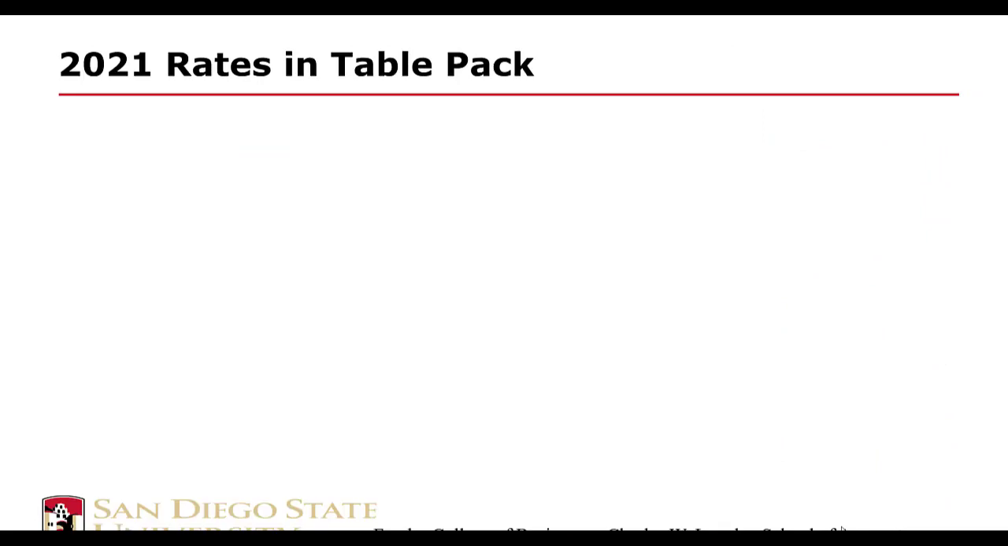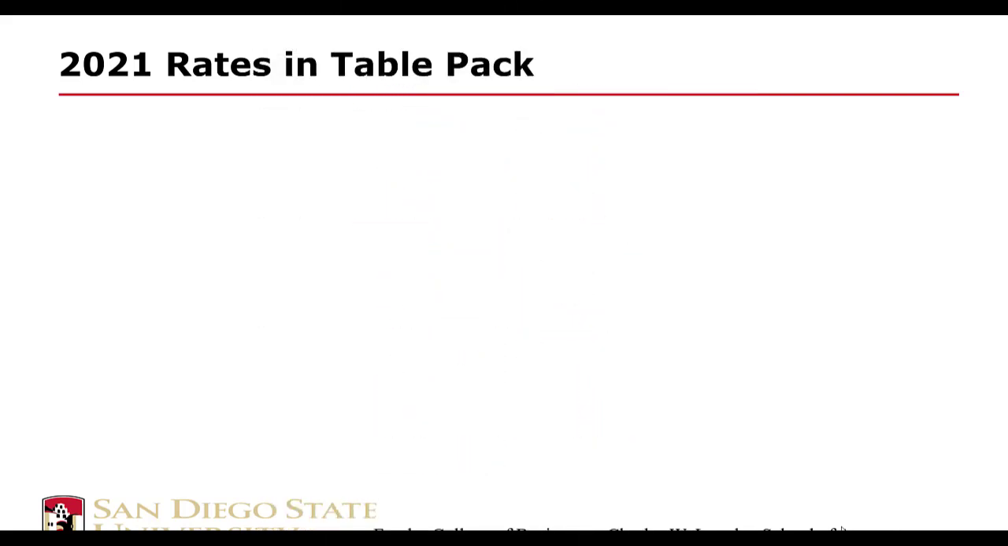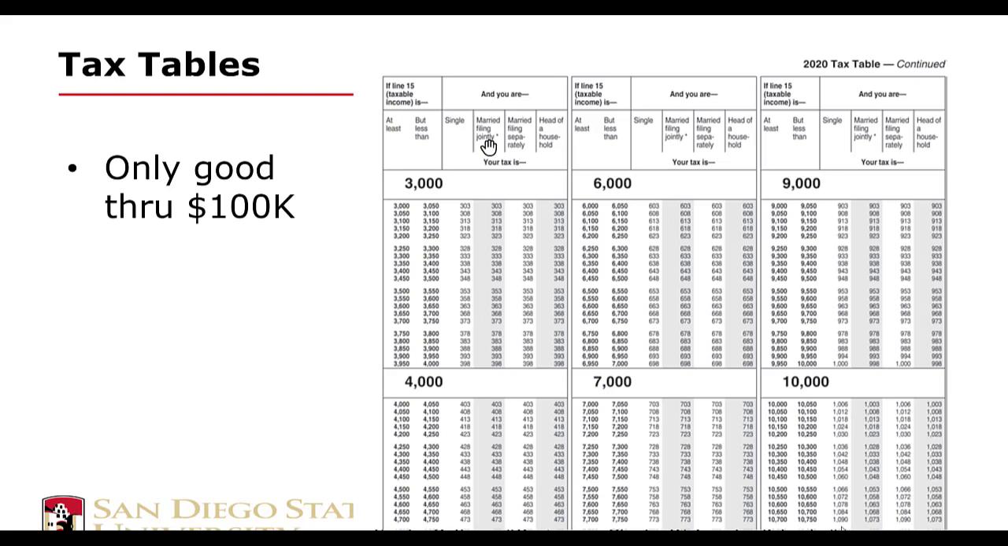The 2021 rates are in your table pack, and the reason I'm not showing them here is because I want to make sure you're aware that you have a table pack posted out in Canvas under helpful documents. Be sure to have that handy most of the time. Of course, you can always access it in PDF, but it is what you will get during your exams. So I think it's useful to get used to using those tables in the rate pack.